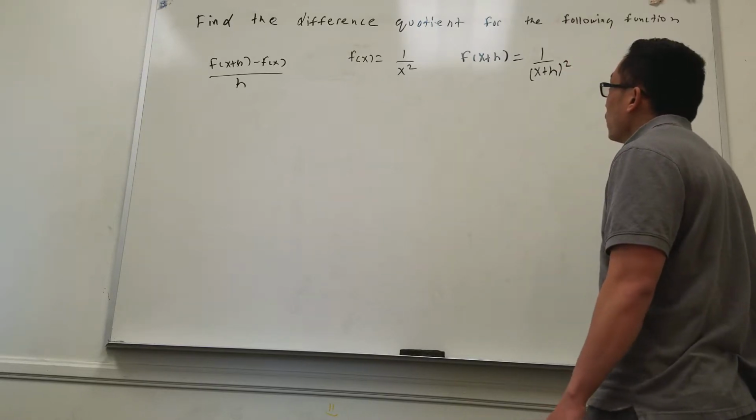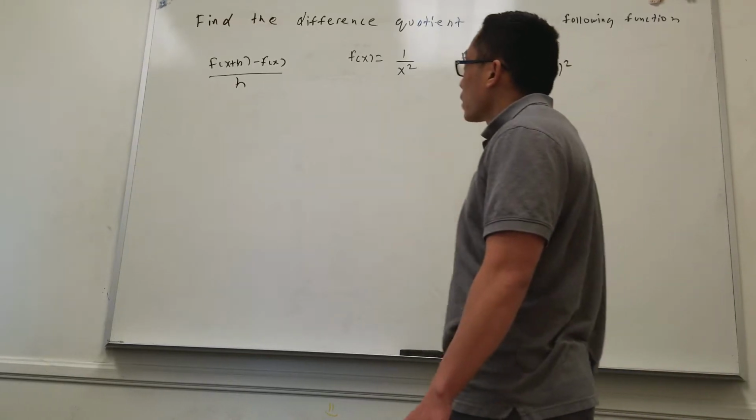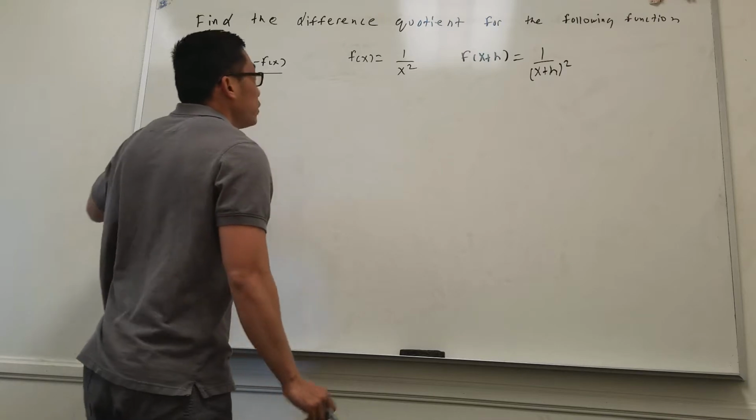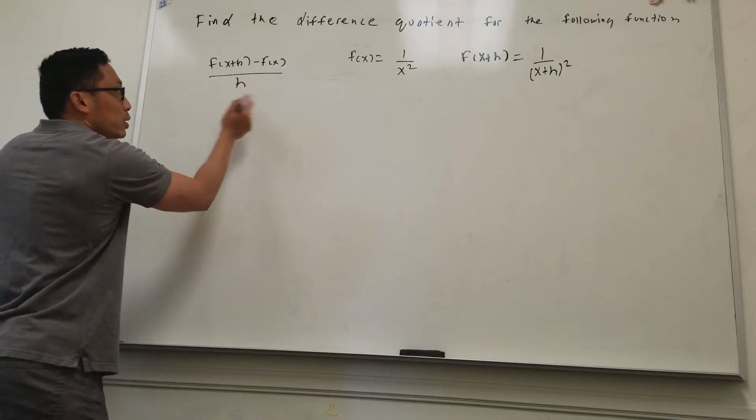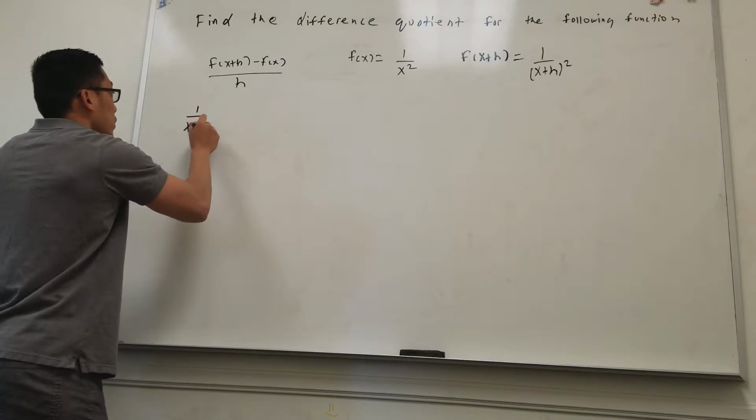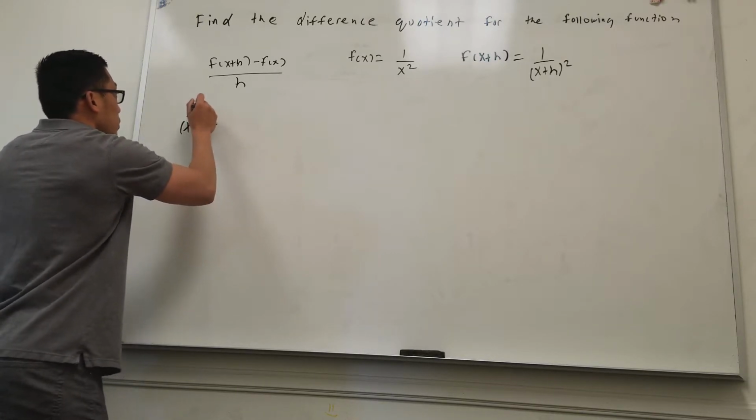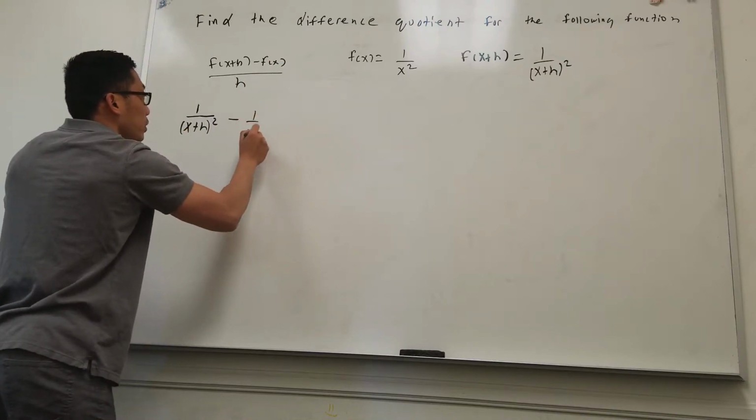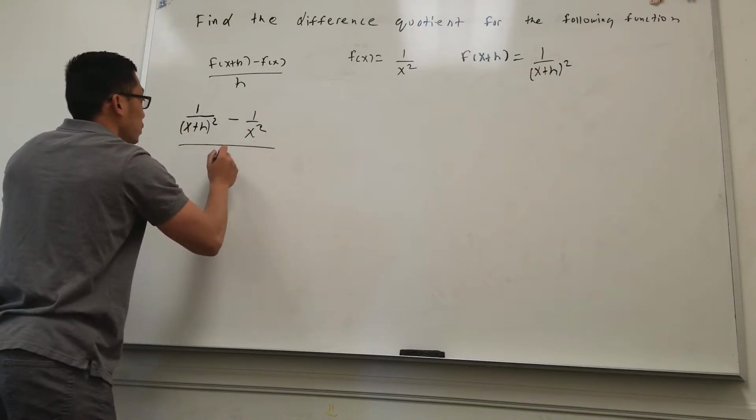Okay? Now I just got to follow the formula. So the formula is right here on top. I'm going to write it on the bottom. So f of x plus h is what? 1 over x plus h squared minus f of x, which is 1 over x squared, all over h.